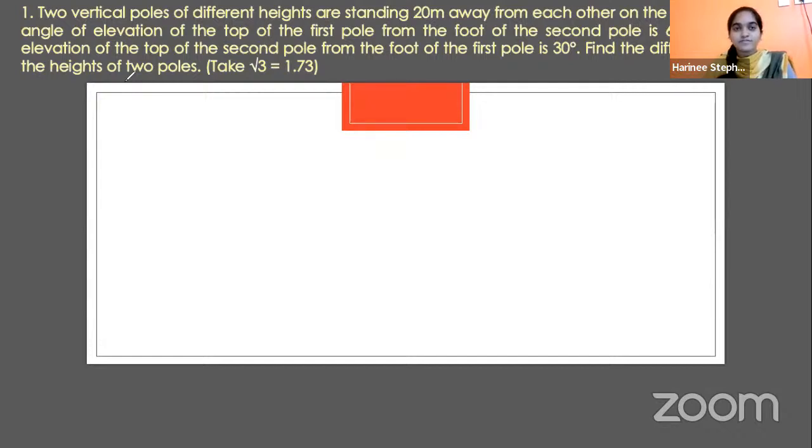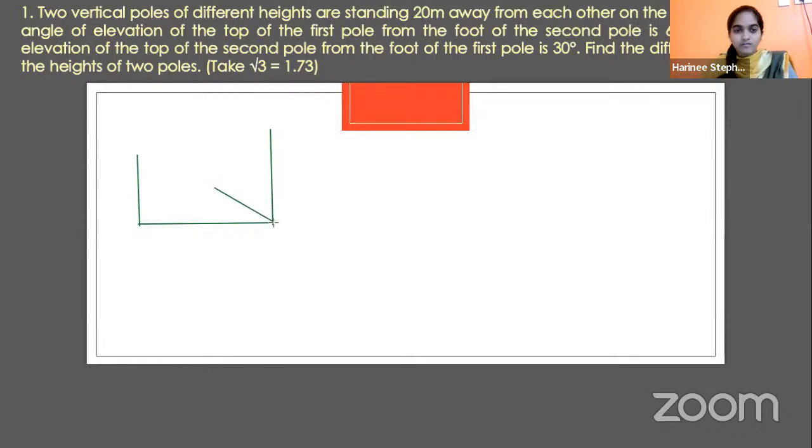2 vertical poles of different heights are standing 20 meters away from each other on the level ground. The angle of elevation of the top of the first pole from the foot of the second pole is 60 degrees. So let's draw 2 poles of varying length, standing on a level ground. I guess you can draw simultaneously. Children who are watching on YouTube also draw the diagram simultaneously as I do.